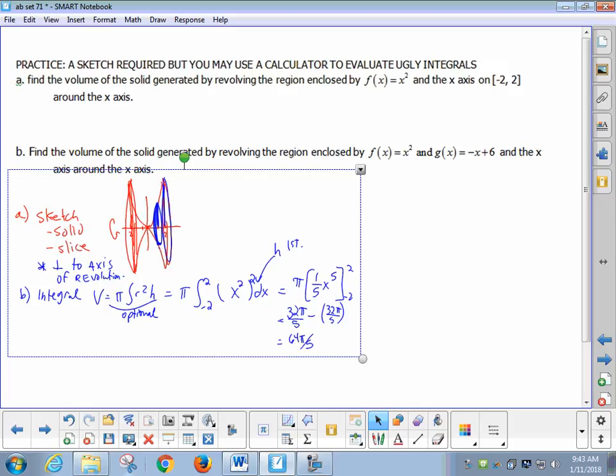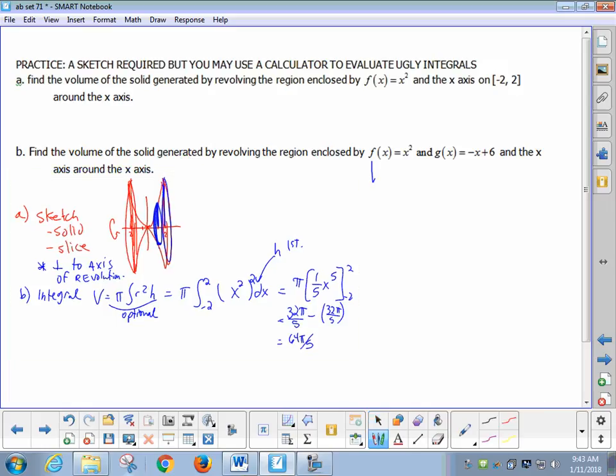Okay. Let's try the second one, which is a little bit harder. So sketch the region here. Y equals x squared is pretty straightforward. Negative x plus 6. What kind of graph is that? A line with what characteristics? Y-intercept is 0, 6 and goes down 1 over 1. So where would it hit the x-axis, which will be important in a minute?